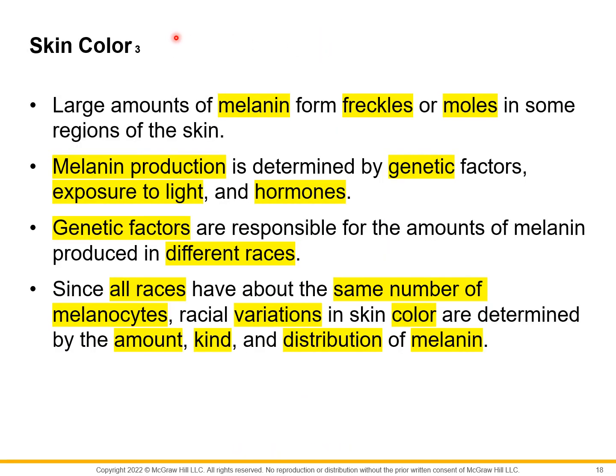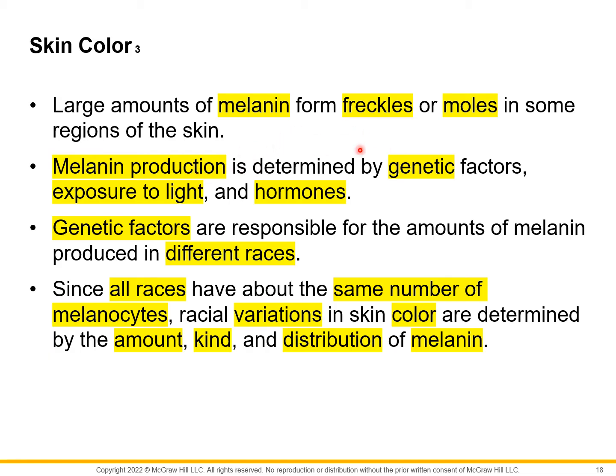Still on skin color, large amounts of melanin can form freckles or moles. So may mga specific areas daw po sa skin natin kung saan nag-accumulate yung large amounts of melanin. Yun po yung na-observe natin as freckles or moles or mga nunal. Now, melanin production is determined by genetic factors plus exposure to light and some hormones.